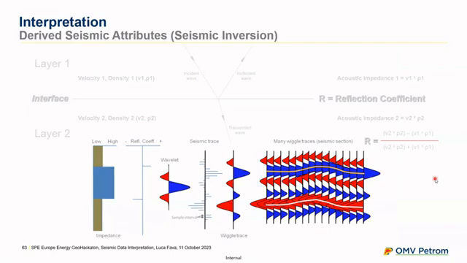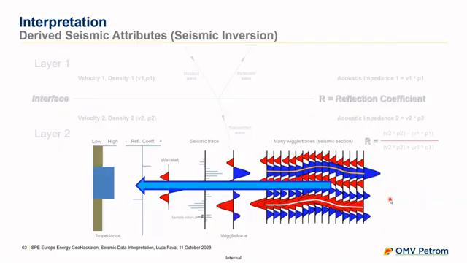Okay, so those were calculated attributes. Basically you have your raw data, you do some math on it, and you can calculate these attributes. Then we have derived seismic attributes like seismic inversion. Remember this picture at the beginning? We start from the acoustic impedance, we convolve the wavelet over it, and we get a seismic line.